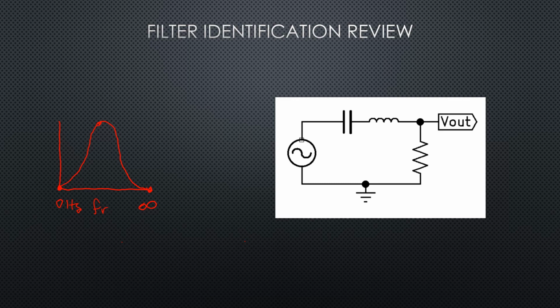Now, if that's a band pass, and we switch the location of the resistor and put it where the inductor and the capacitor are, and put the inductor and the capacitor still in series but across the output, you would essentially just flip the frequency response and you'd end up with a band stop.